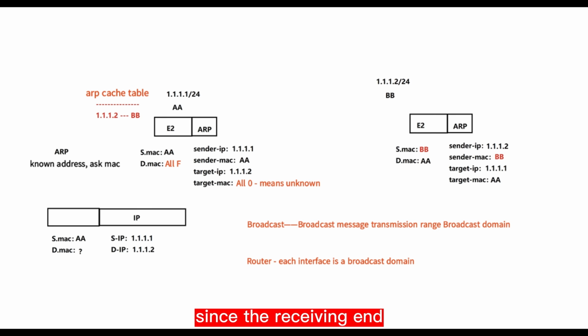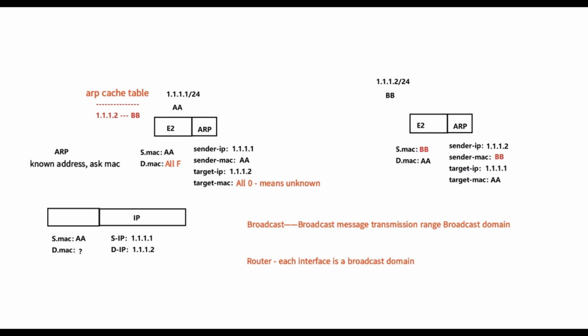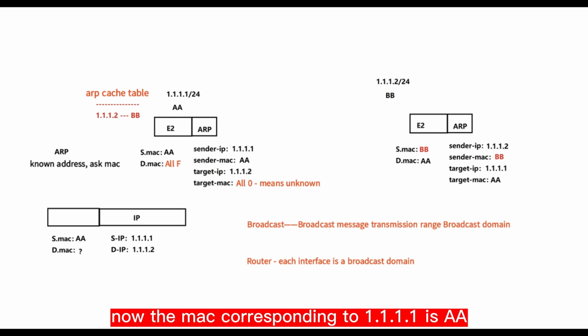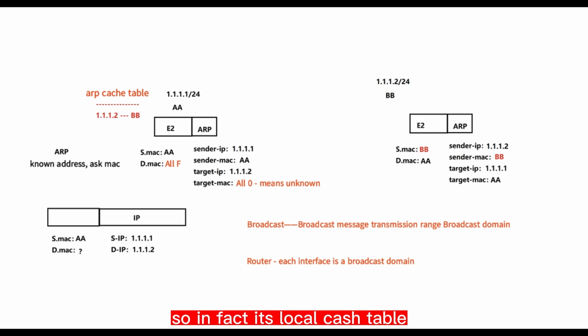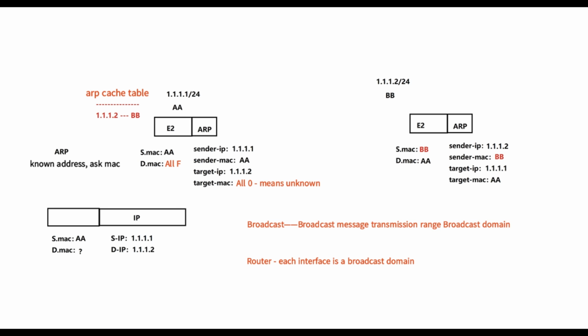Since the receiving end can see the MAC address of the sending end, it is able to know that the MAC corresponding to 1.1.1.1 is AA. So in fact its local cache table will be updated to 1.1.1.1 corresponding to AA. Then it encapsulates the address directly and sends it. This is its flow.